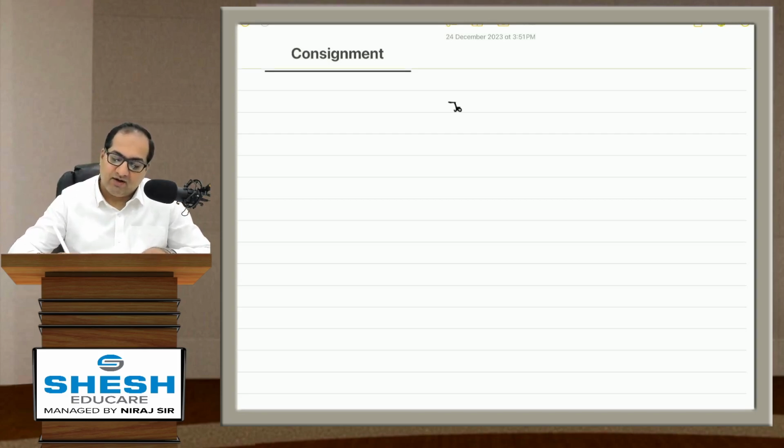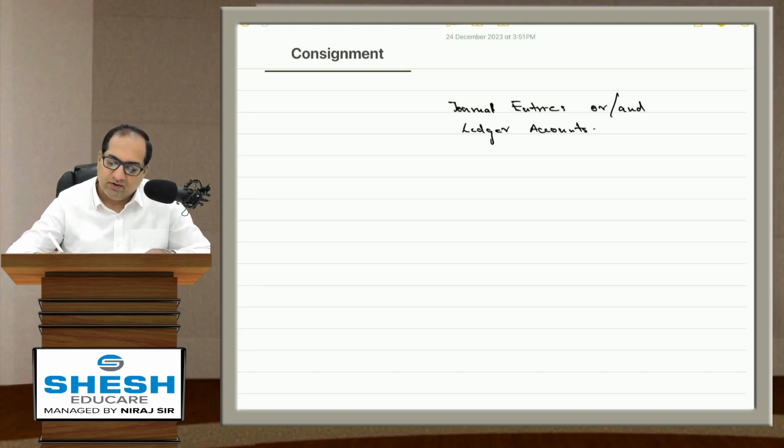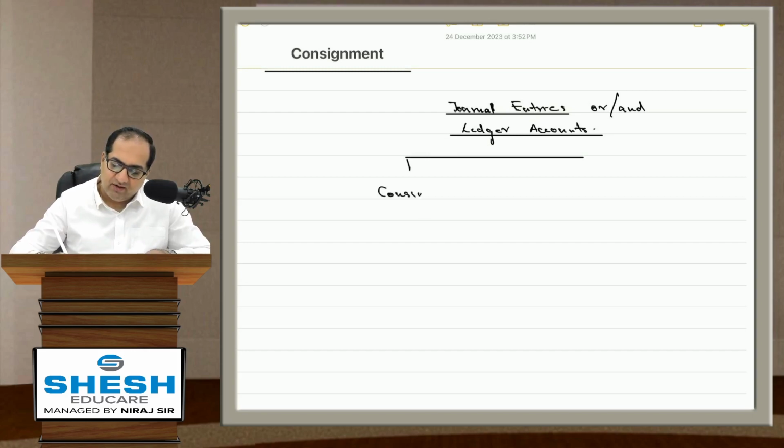They can ask you journal entries, or ledger accounts. First understand this. So it could be only journal entries, or it could be journal entries and ledger accounts, or only ledger accounts. Apart from that, accounting can be in the books of consignor, and accounting can be in the books of consignee.